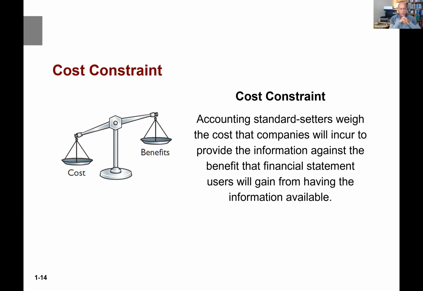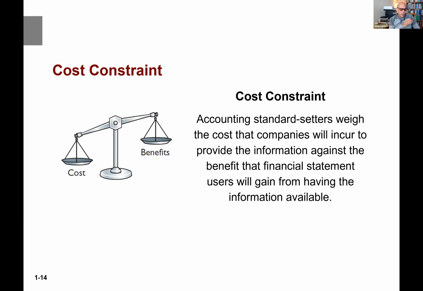Okay, and whoever did this graphic, I think, meant to do it the other way, because to me, they should have the benefit as the heavy side, so that should be lower, right? And if the weight on the benefit side is heavier, then they will go ahead and require companies to provide that information. If the cost is more, then am I saying that right? Yeah, the benefit should be more.